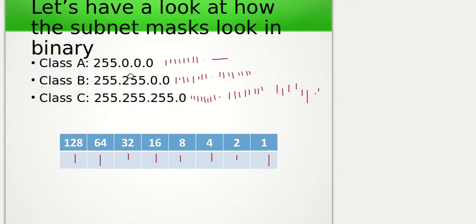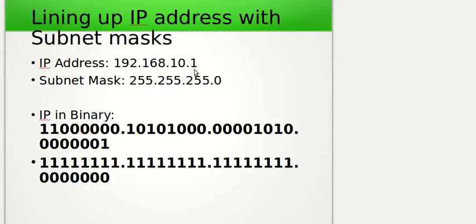As you can see, we have more bits which represent our network with class C than we have with class A, and we have more bits representing our network with class B than we have with class A. That means that we can have more hosts, but we can have fewer class A networks and fewer class B networks than we can have class C networks.